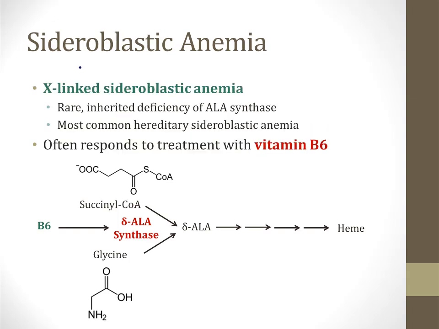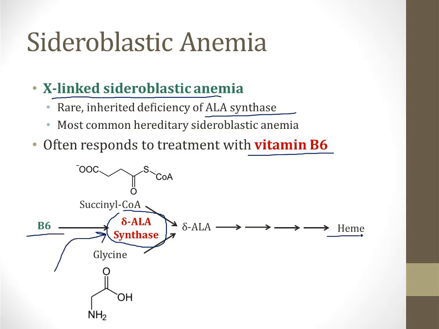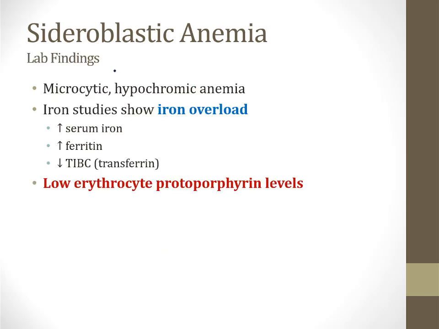Rarely, babies are born with a sideroblastic anemia due to an enzyme deficiency. The most common reason for this is a condition called X-linked sideroblastic anemia, where babies are deficient in ALA synthetase, which, like we talked about before, is the rate-limiting enzyme for synthesis of heme. An important thing to know about this, especially for Step 1 because it ties in with biochemistry, is that this condition often responds to treatment with vitamin B6. Vitamin B6 activates whatever ALA synthetase is available, and this can increase the production of heme and sometimes result in improvement of the anemia. The lab studies in sideroblastic anemia typically show a microcytic hypochromic anemia.